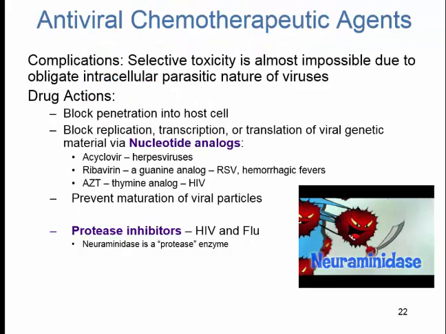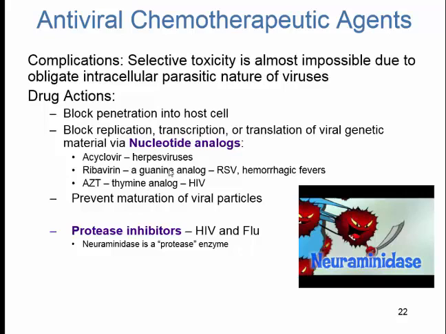Antiviral chemotherapeutic agents. And so these antiviral chemotherapeutic agents are really amazing. We insert parts of acyclovir, or ribavirin, or AZT, and so it looks like we're providing normal thymine or normal guanine, and it actually impacts and blocks the replication of that virus.